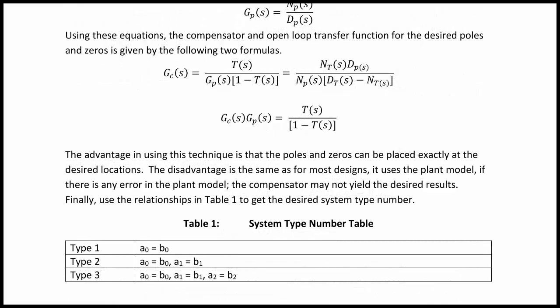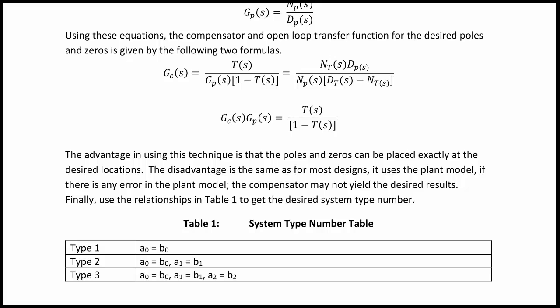The advantage in using this technique is that the poles and zeros can be placed exactly at the desired locations. The disadvantage is the same as for most designs. It uses the plant model, so if there is any error in the plant model, the compensator may not yield the desired results. Finally, use the relationships in Table 1 to get the desired system type number.